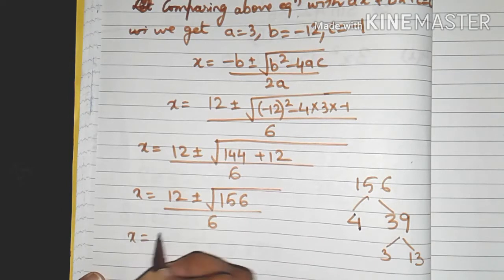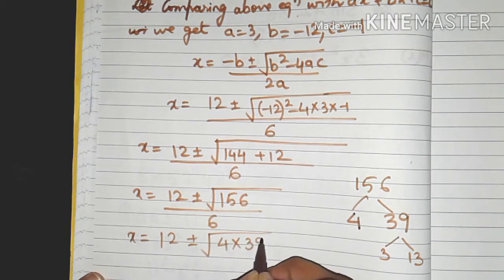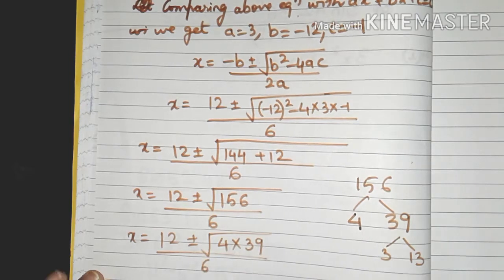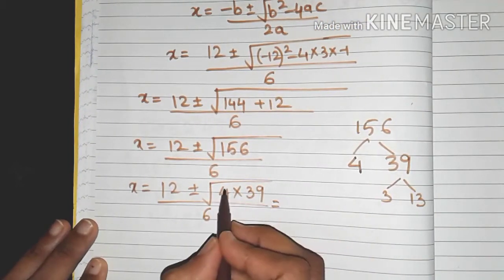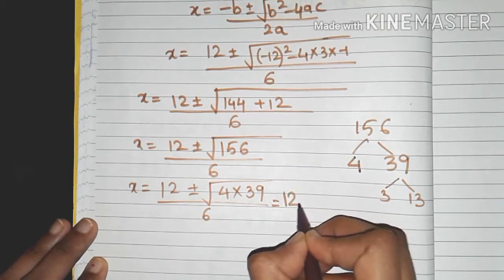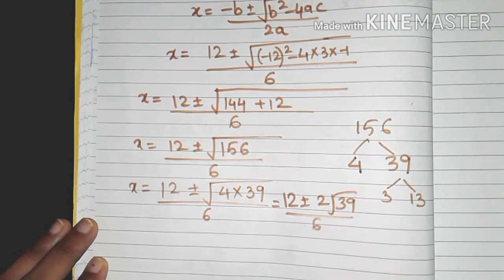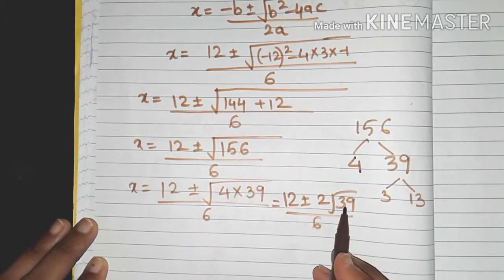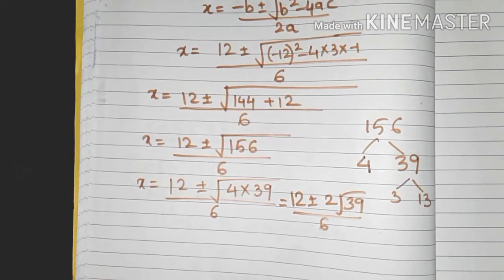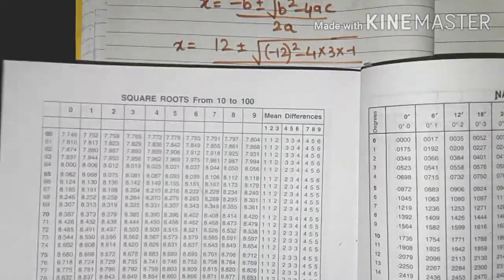Okay. So we will get 12 plus or minus, what will we get here? 4 into 39, divided by 6. So as you can see, now at least this part I will be able to reduce. I will get 12 plus or minus 2 root 39, divided by 6. So see, from 156 we have come down to root 39. Now root 39 value we can find very easily in the square root table. So let's do that. So root 39.